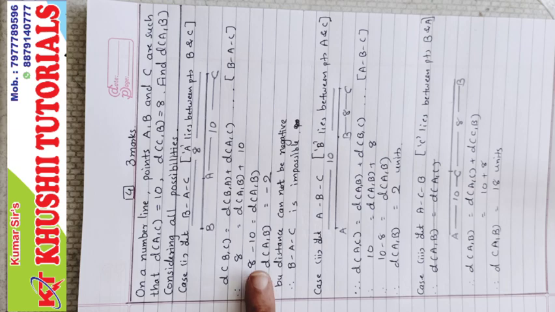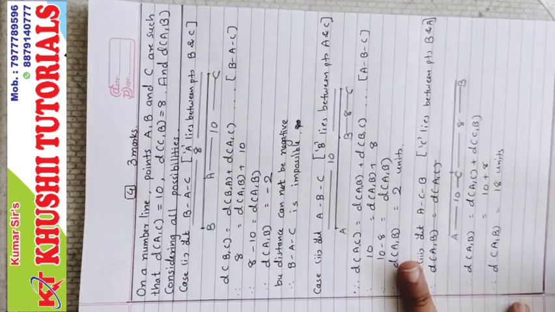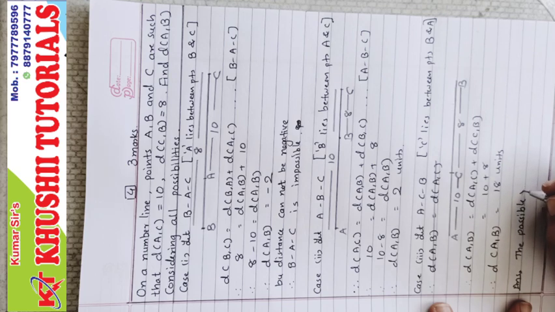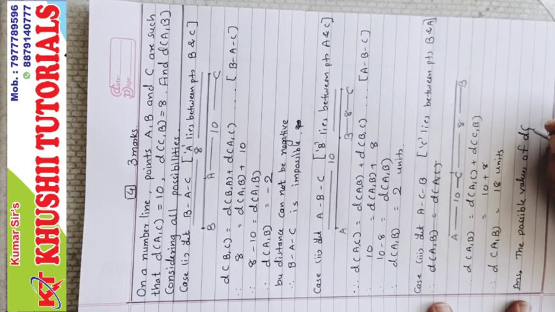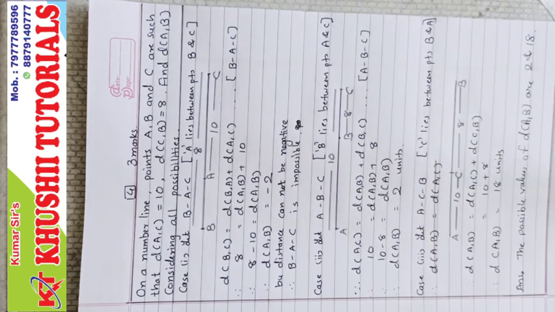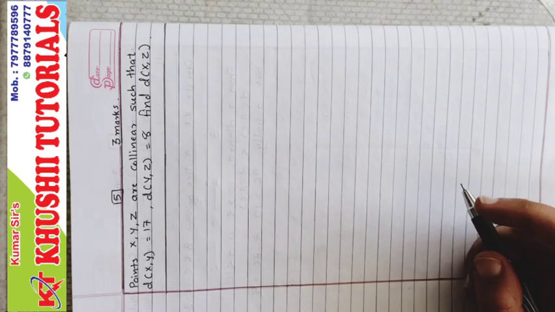So the first thing is not possible because the answer was coming negative. Other things are possible. So the possible values of distance AB are 2 and 18. That's all. Sum number 5 is ditto same like sum number 4.